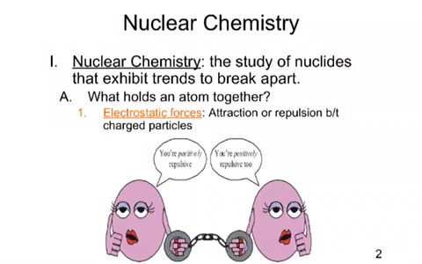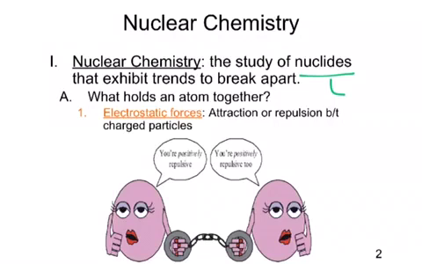So, the first thing that we're going to look at is just nuclear chemistry. Understand that nuclear chemistry is the study of nuclides, where nuclides are what we consider just nucleuses. And so we're not worried about the electrons, we're just worried about the nuclides that exhibit trends to break apart. And so nuclear chemistry is when we look at these nucleuses that will spontaneously change. So understanding what holds that atom together, and again that's what we're going to focus on for today, there's two forces that we're going to look at inside the nucleus of an atom.